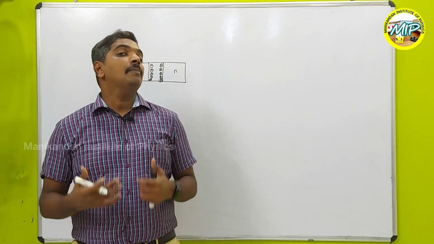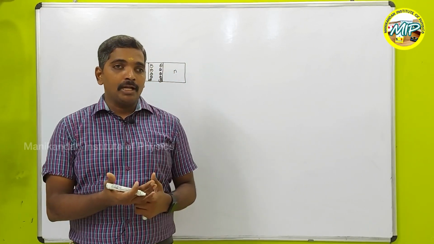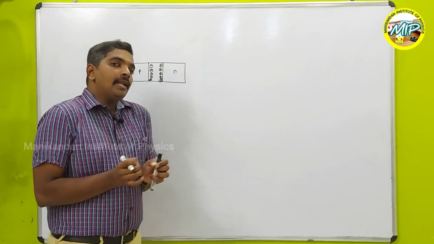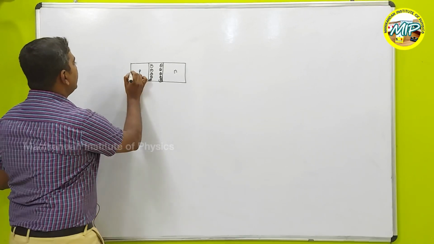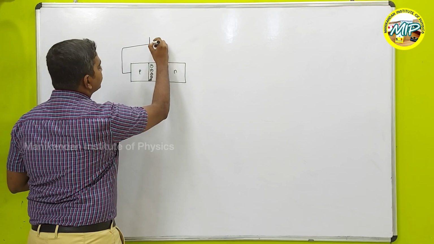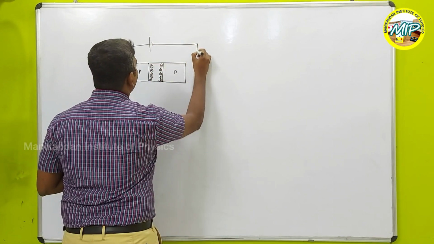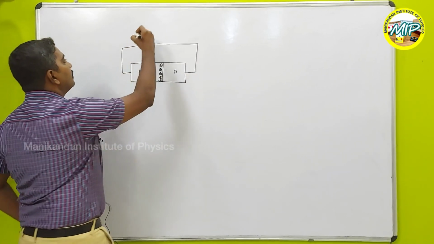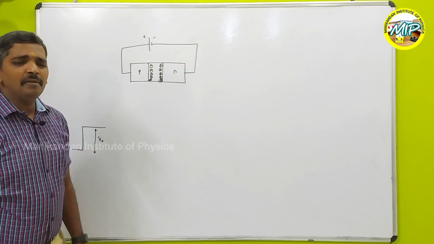Sir, once the system attains equilibrium, there is no flow of electrons. Then how can we overcome this problem? We are going to give some external voltage potential. The external potential is called biasing. If I connect the positive terminal of the battery to the p side, then it is called forward bias. So the positive side of the battery is connected to the p side. It's called forward bias.